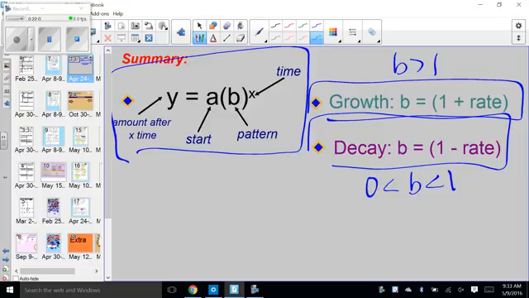All right, guys, so your homework for this evening is to get all the way through page 20 on exponential growth, exponential decay. Again, all the way through page 20. Have a fabulous night, 8th grade.